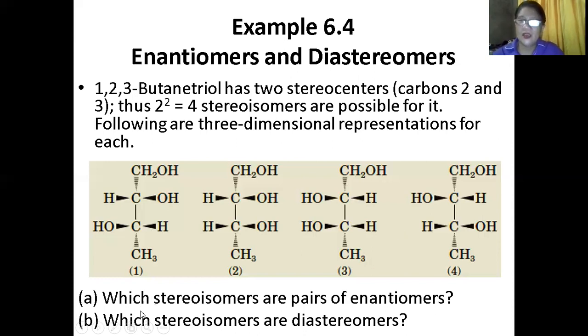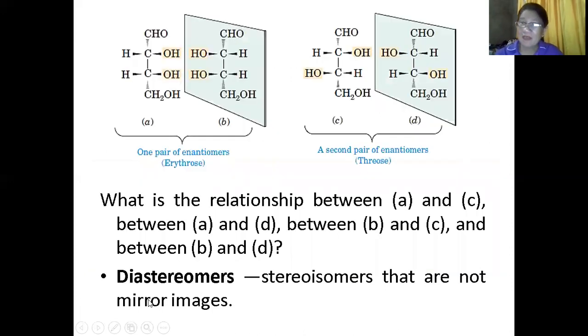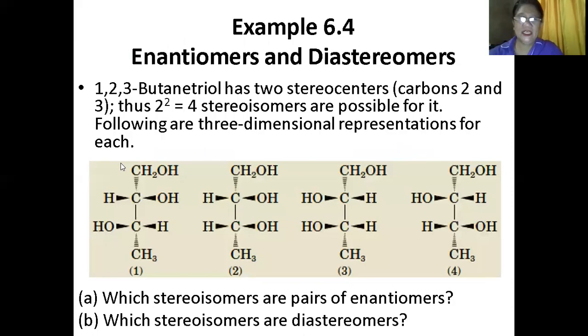So here, which stereoisomers are pairs of enantiomers? Those that are mirror images. Diastereomers are not mirror images. So take a look. A and B are mirror images. C and D are mirror images. Now, superposable or non-superposable? A and B are not superposable. C and D are also not superposable.